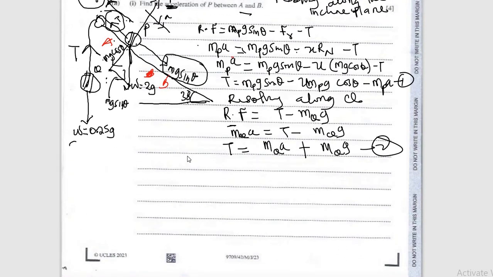So equate equation 1 and equation 2. Why are we equating them? Because they are both equal to tension. And make A the subject of the formula, because we are looking for a solution between A and B.